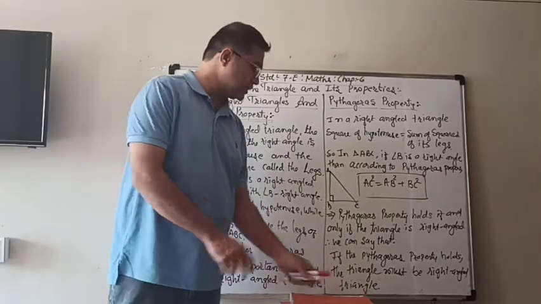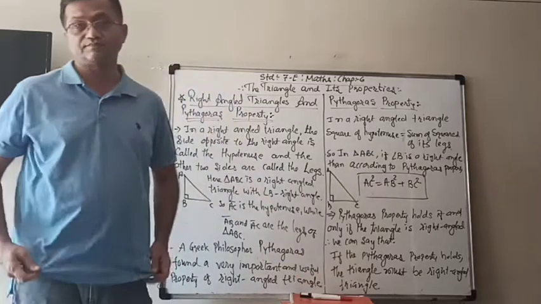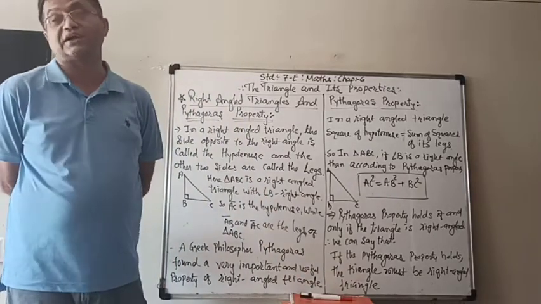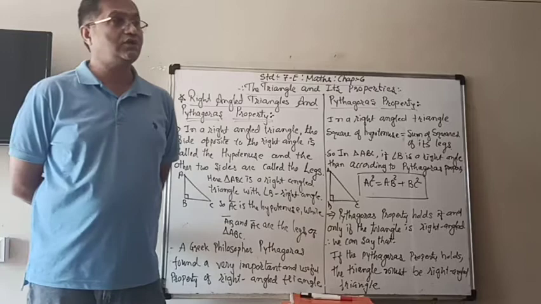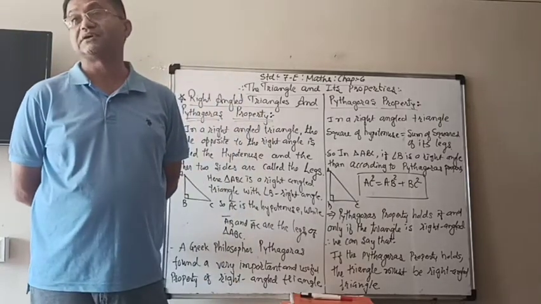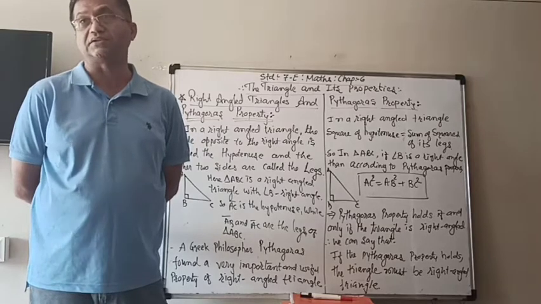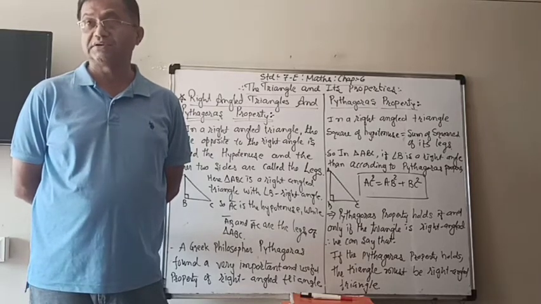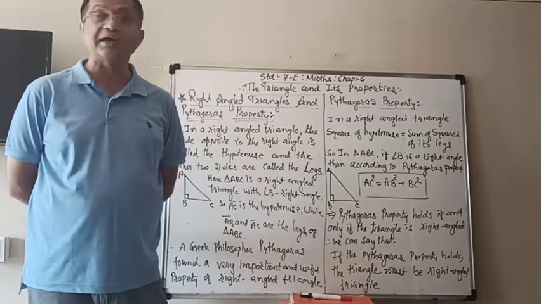Now we are going to learn about a very important property of the right angled triangle. We know that in a triangle, if one of the angles is 90 degrees, meaning a right angle, then that triangle is known as a right angled triangle.